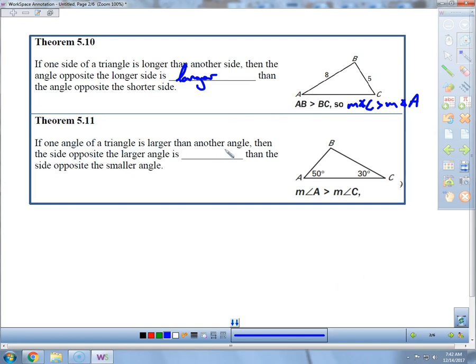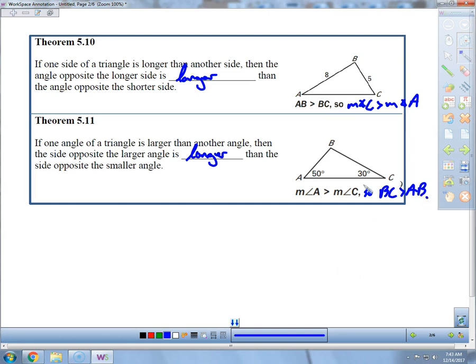Now, what does this tell us? If one angle of a triangle is larger than another angle, then the side opposite the larger angle is longer than the side opposite the smaller angle. It's the converse. We're just switching it here. Notice angle A is bigger than angle C. Measure of angle A greater than the measure of angle C. What's that tell me about side lengths as I compare them? What side is opposite our bigger angle? BC. So BC has to be greater than what side opposite our smaller angle? AB.